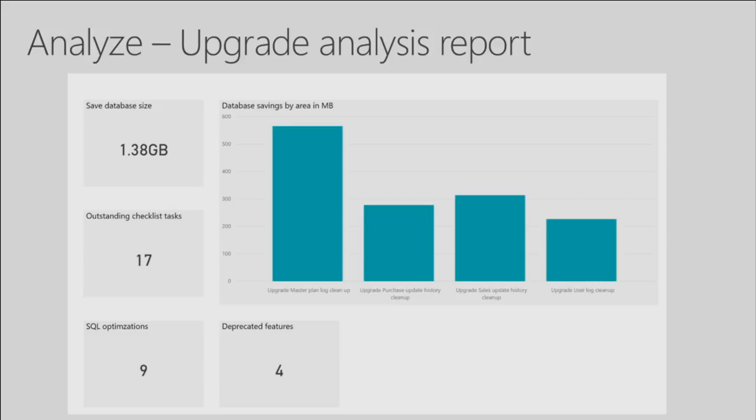It actually generates a Power BI report in your LCS project. This is a sample report, for example. Here it's saying you can save 1.38 gigabytes on your database side if you follow some recommendations. You have 17 tasks in your checklist that you need to do. There are 9 optimizations to your SQL database, and you are using 4 deprecated features. It's a Power BI report you can drill through.